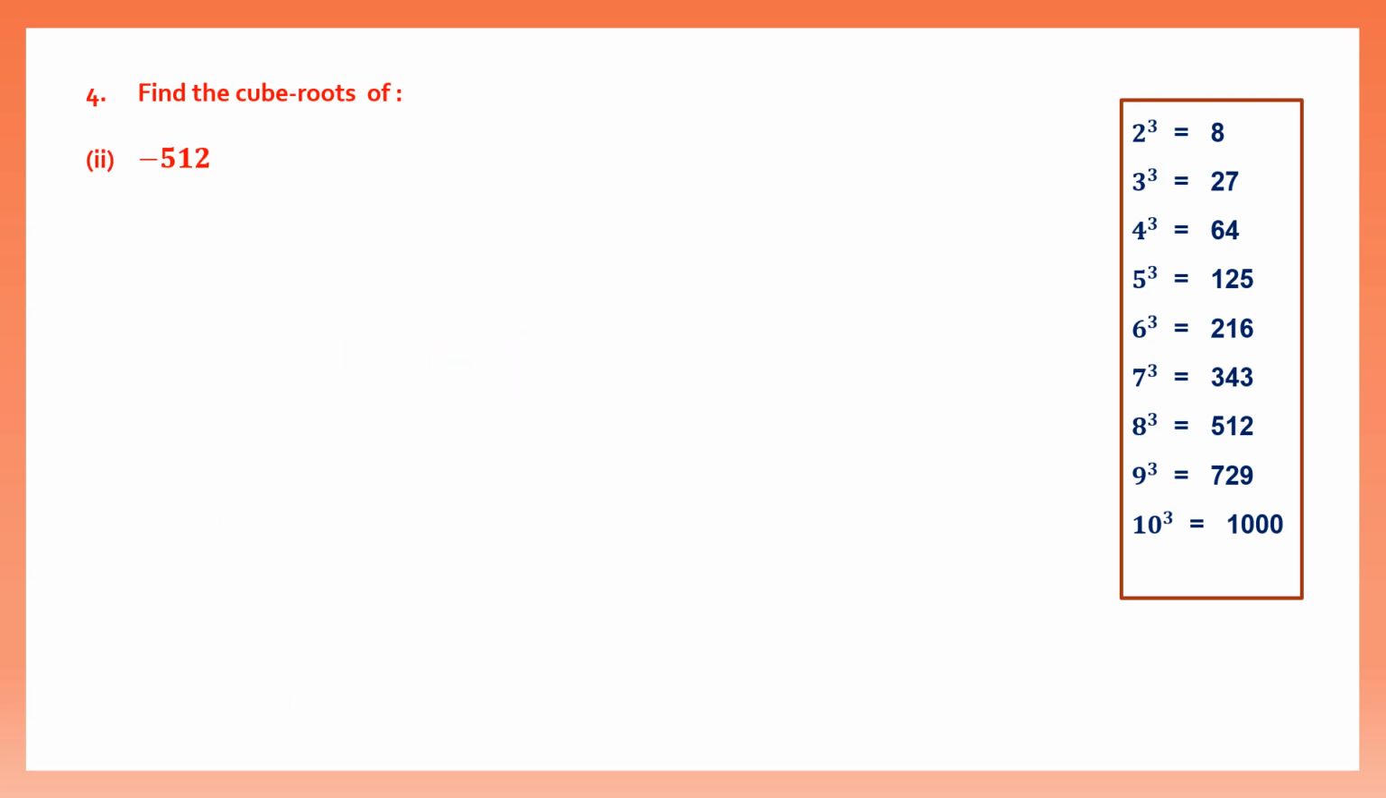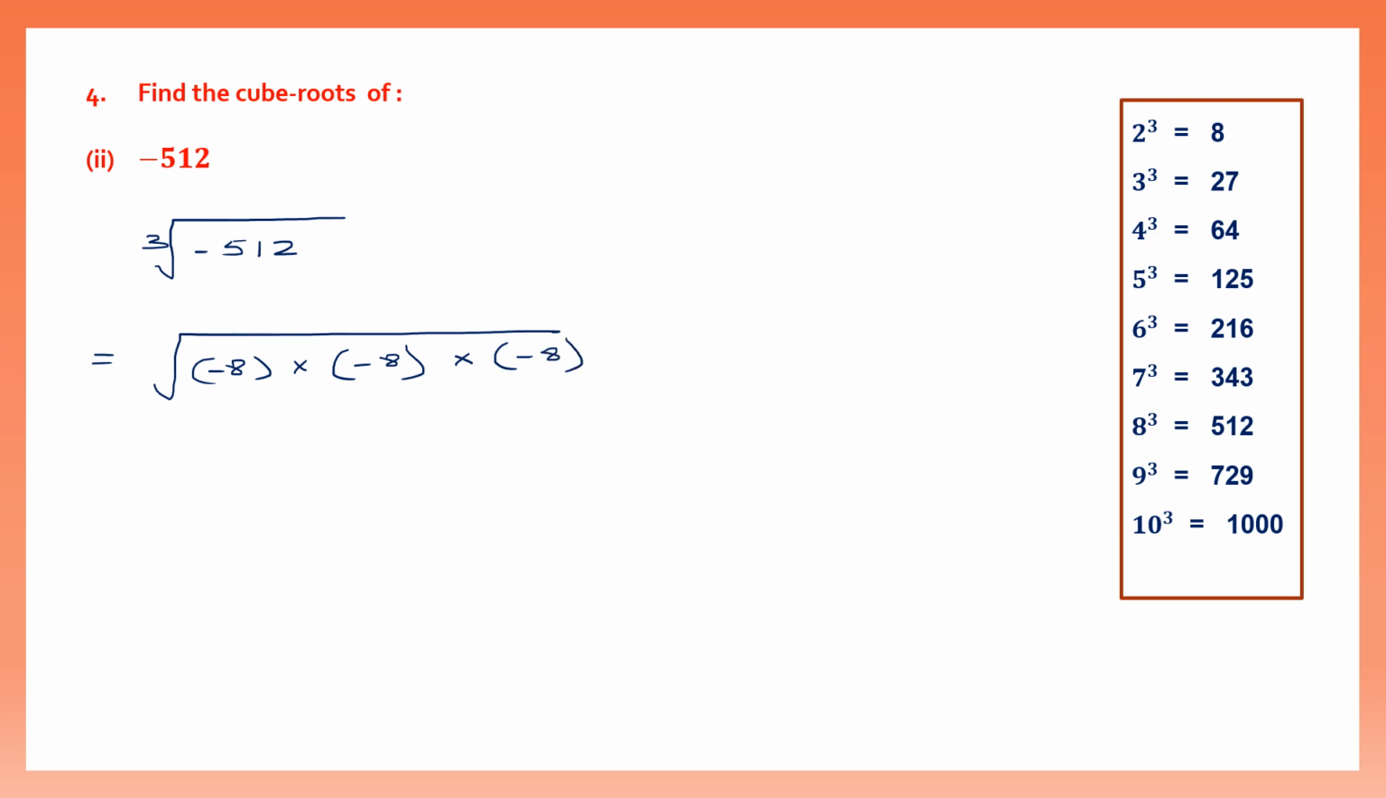Minus 512. So here also we're going to do the same way. So we're going to write minus 512 inside. We're finding the cube root. Now let's look and see minus 512 or simply 512. We have it here, that is 8, which you multiply 3 times, you get 512. That is minus 8, since it's negative, minus 8 into minus 8 into minus 8. Then form a triplet out of this. So we have only 1 minus 8, which is our final answer.